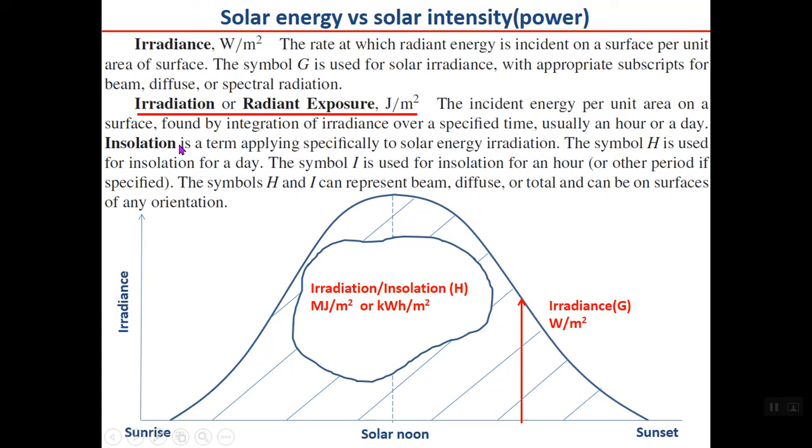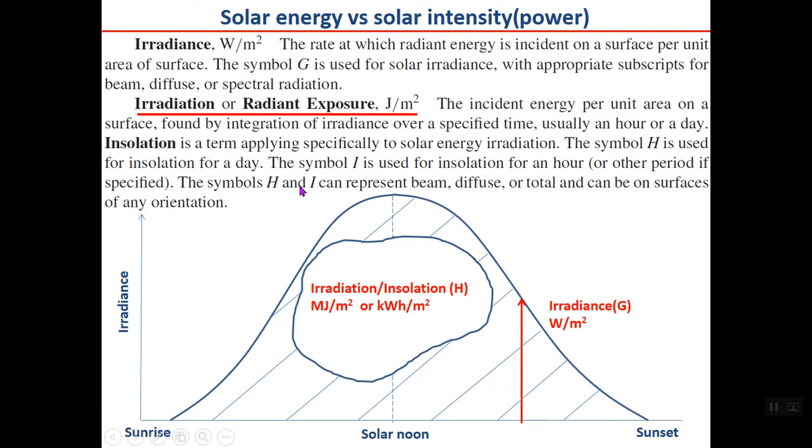If you integrate during a day, then the name is insolation. Insolation is a term applying to solar energy radiation. If you integrate over a day, then the symbol H is used for insolation for a day, okay? So whenever you see H, it is the integration of the area below the curve from sunrise to sunset. But if you see the symbol I, the meaning is that it's not from sunrise to sunset, it may be during any specified times, for example, from 9 o'clock to 10 o'clock.